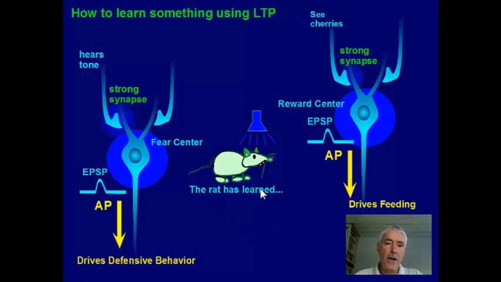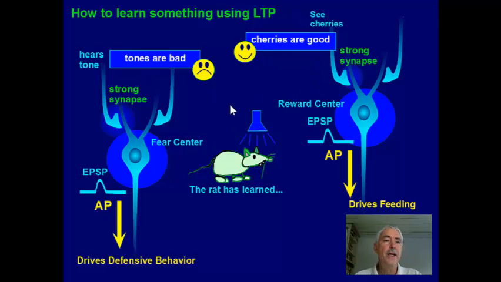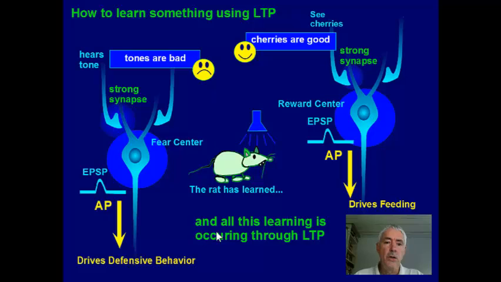So, the rat has learned here, tones are bad. Just as in the reward center, it has learned cherries are good. And all this learning is occurring through LTP. Through LTP and the fact that these synapses, they're plastic, they display synaptic plasticity, the strength of the synapses can change.